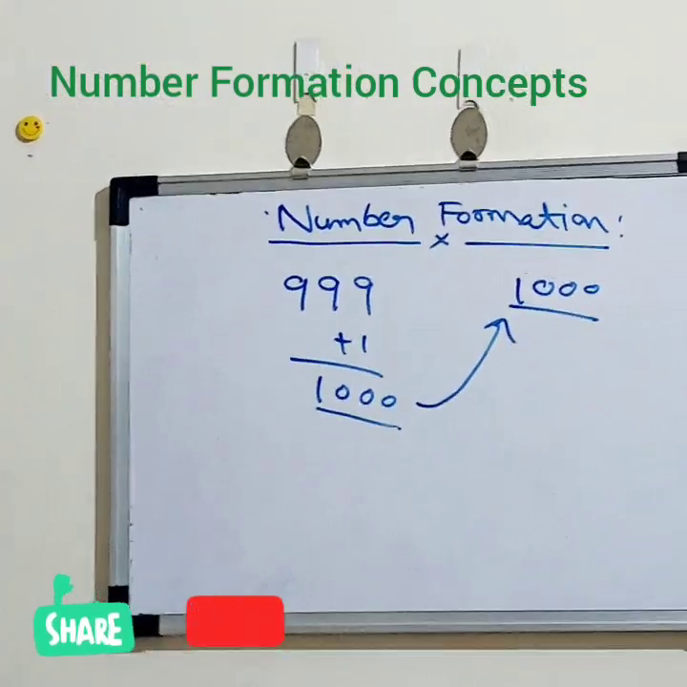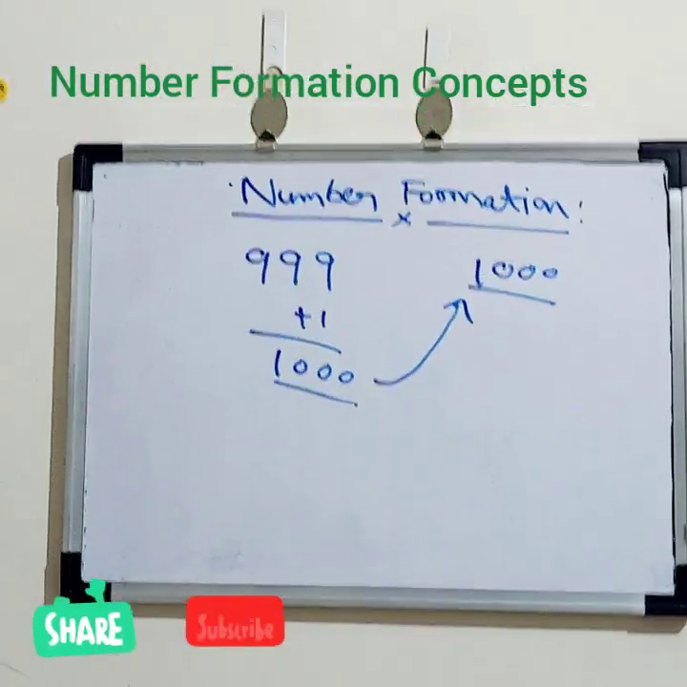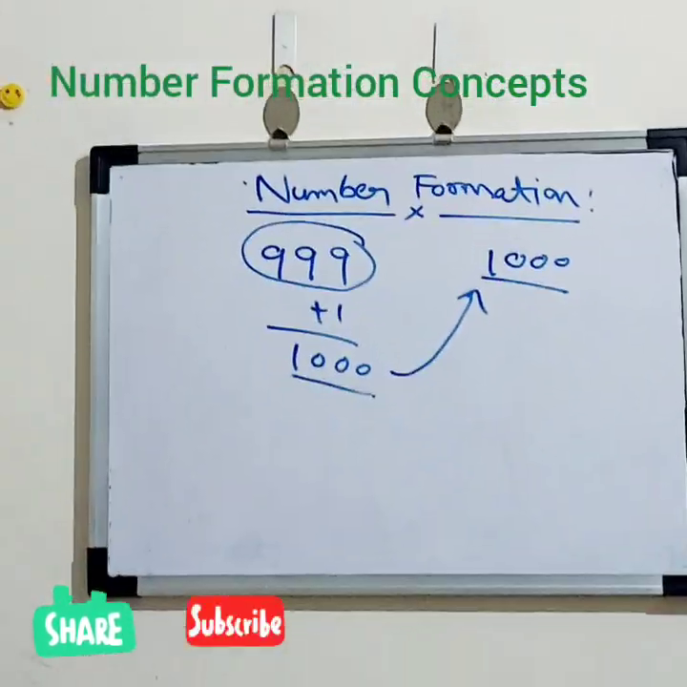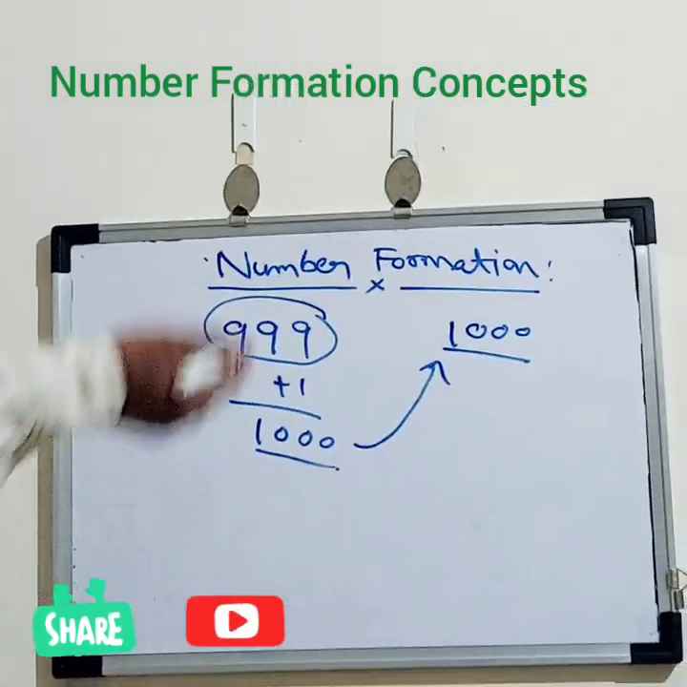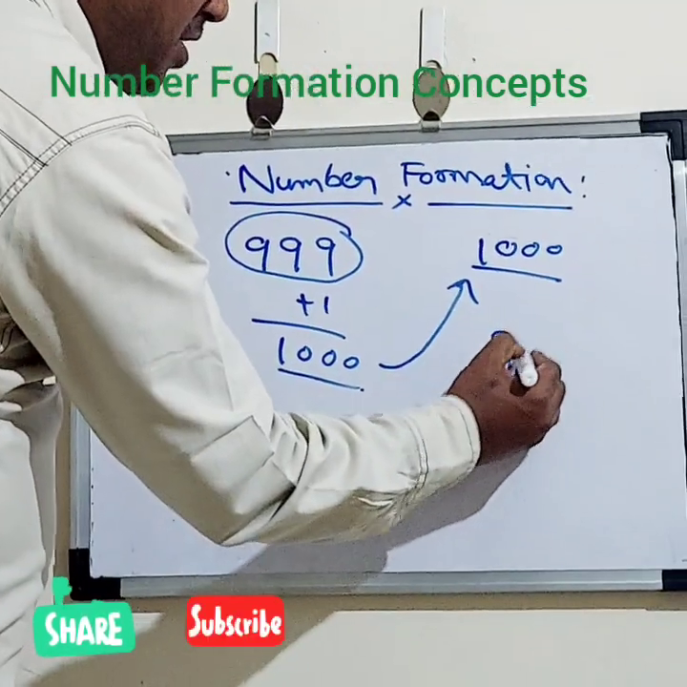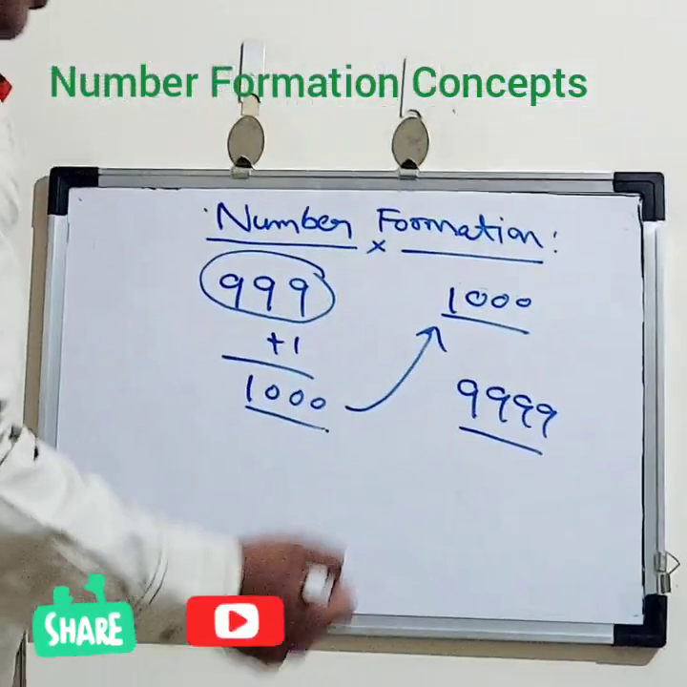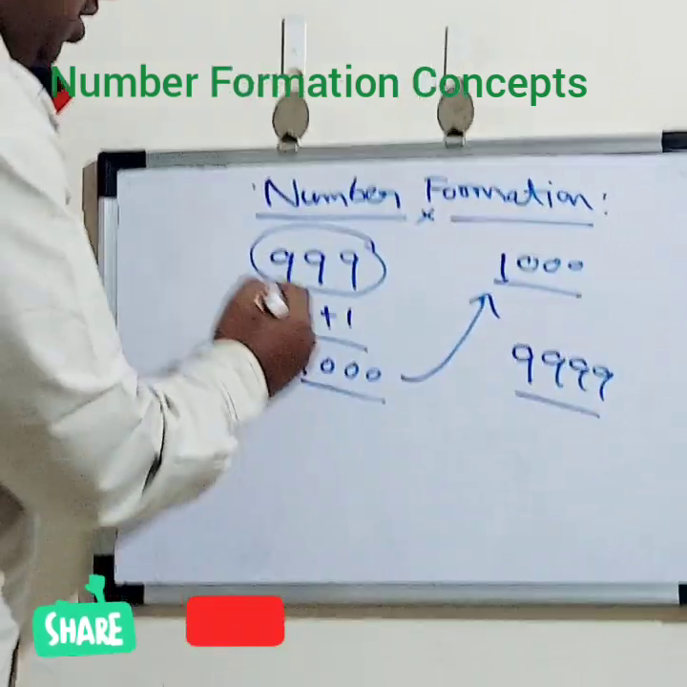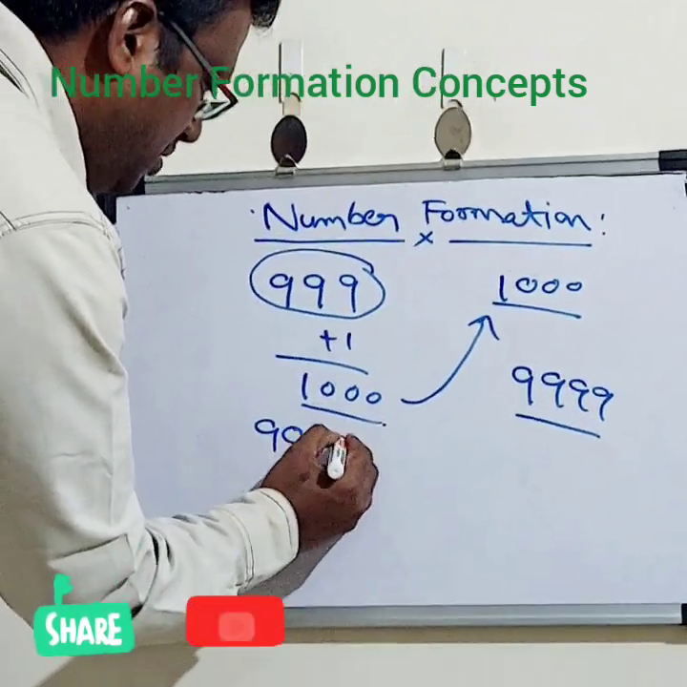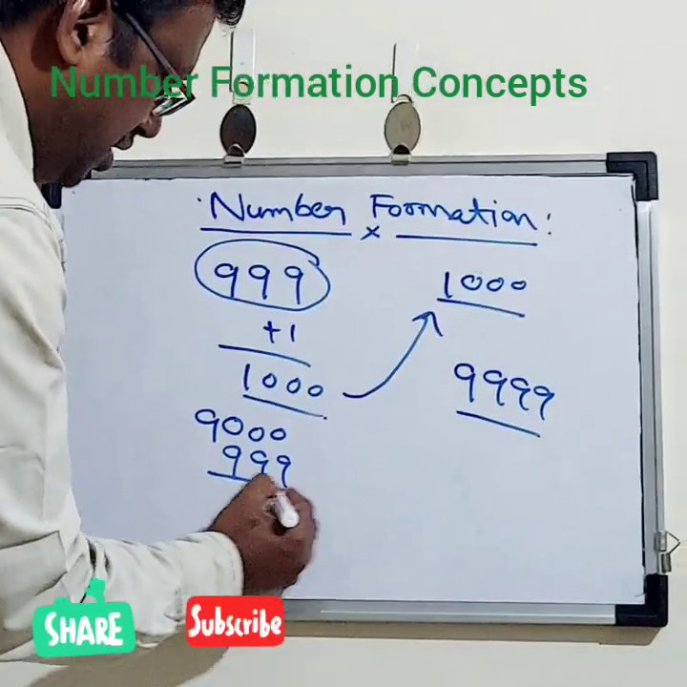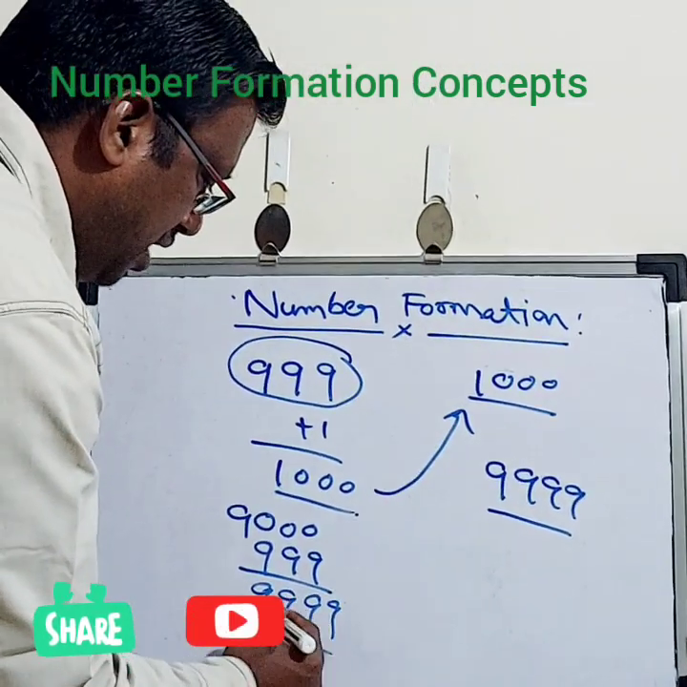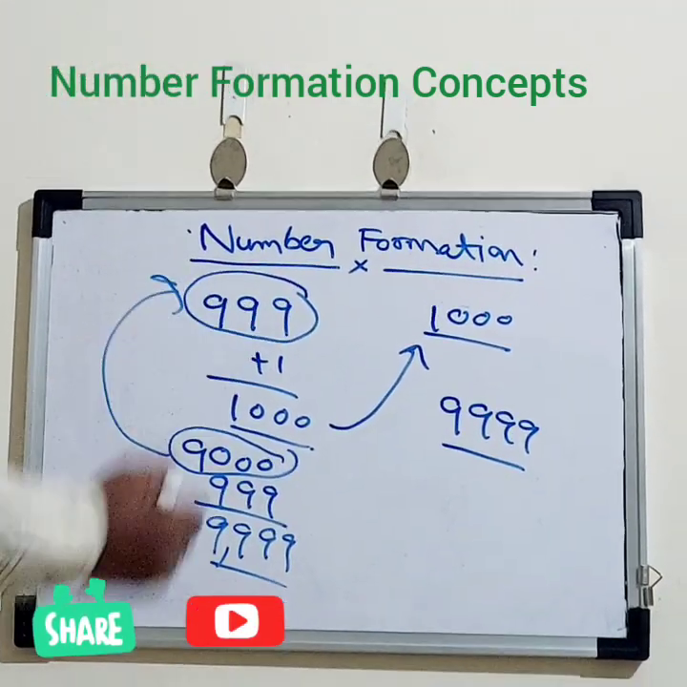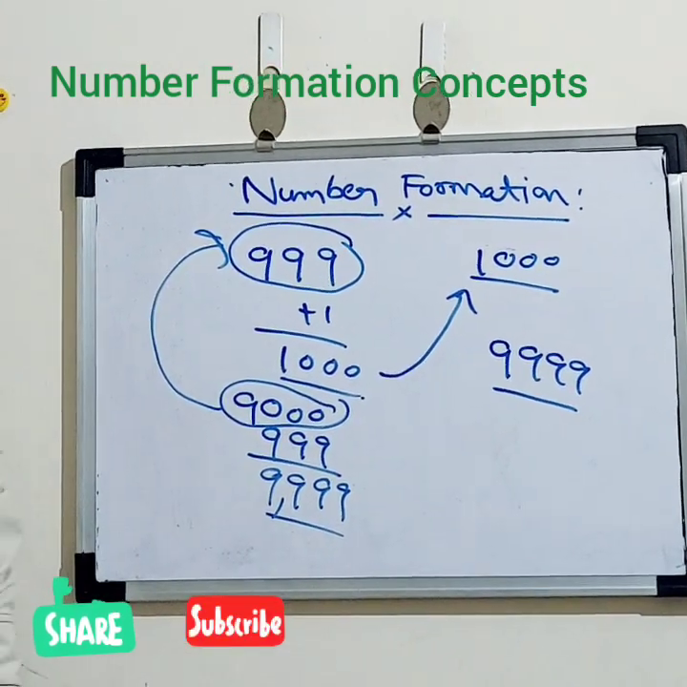But if in the same question, the question is given like, what is the value to be added to 999 to get the highest 4 digit number? In this case, what is the highest 4 digit number? Definitely it should be 9999. So the given number is 999, so just add 9000. So 9000 plus 999 is 9999. So when you add 9000 to the given number, you will get the highest 4 digit number.